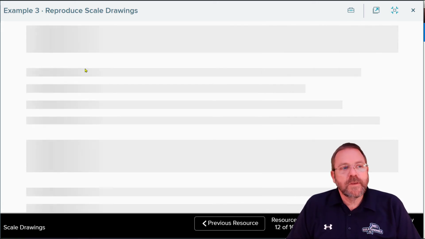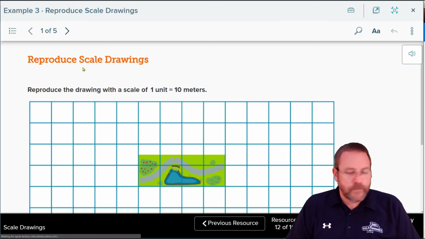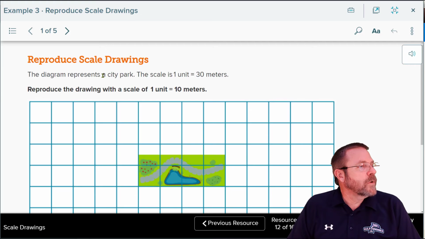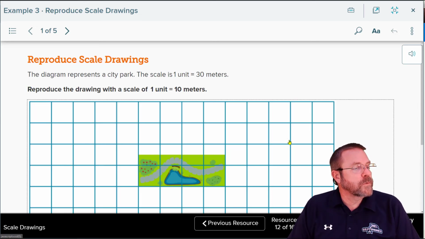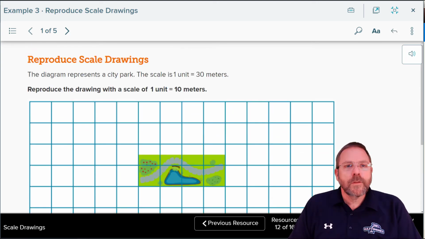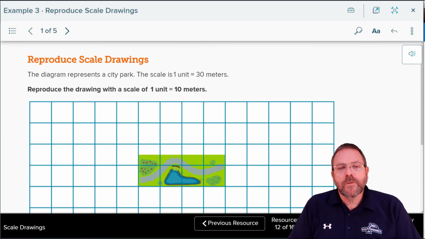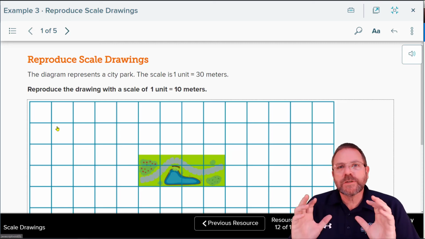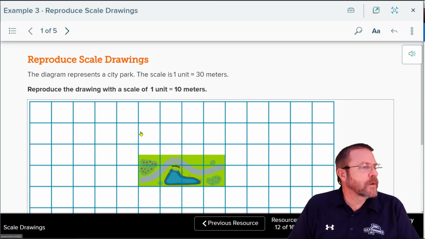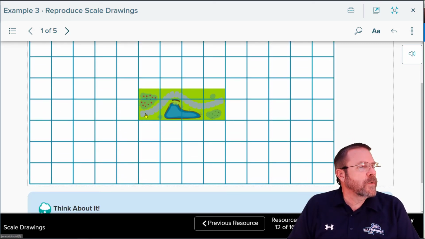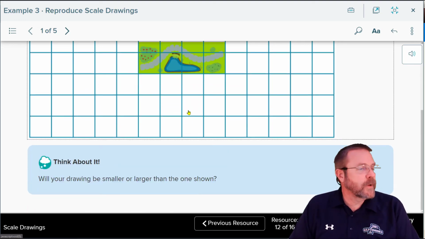We're going to do this with example 3, where the diagram represents a city park. We have 1 unit is equal to 30 meters, and we can reproduce a scale with a scale of 1 unit is equal to 10 meters. Now the first thing we're going to have to do to solve this is find out what the dimensions of the actual park would have been here. So you can see that this park has a length of 4 units and a width of 1.5 units.